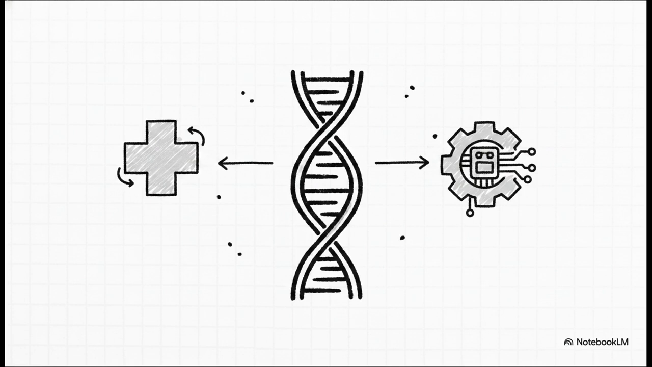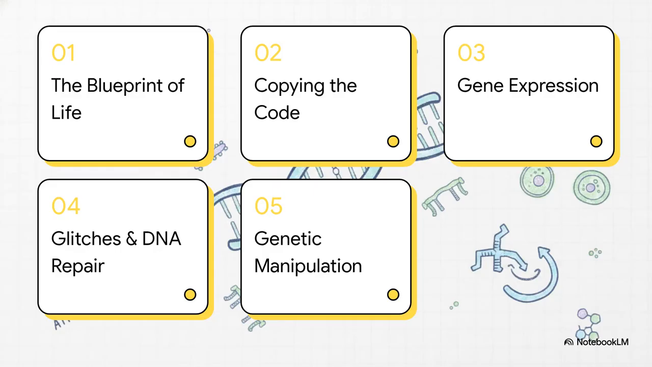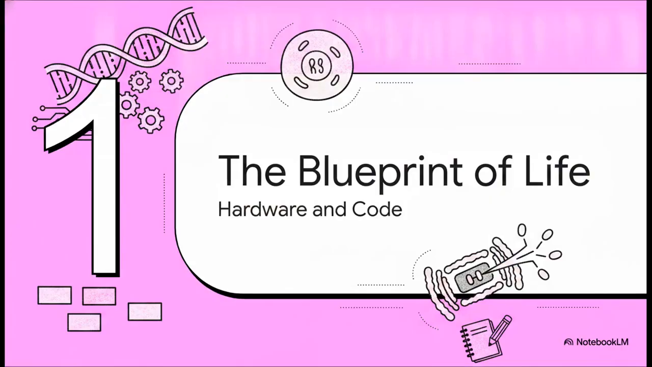It's huge. So here's our roadmap for today. We'll start with the blueprint of life, move into copying the code, and then look at gene expression in action. After that, we'll cover glitches in DNA repair, and finally wrap the whole thing up with manipulating genetic code. First up, Section 1. The blueprint of life, hardware and code.